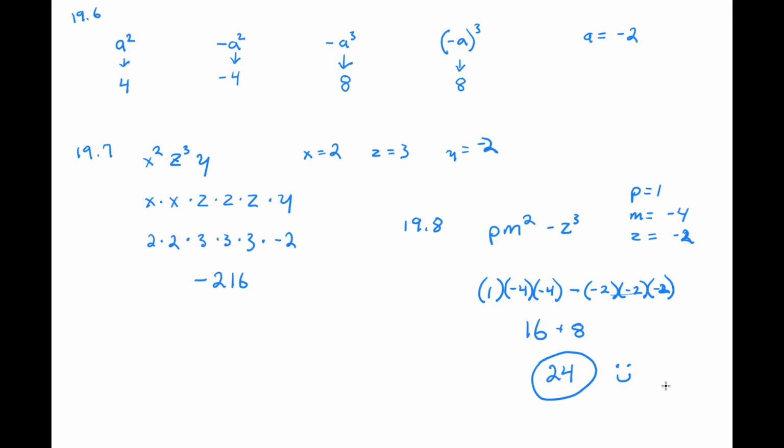So if you did not get 24, you need to look at, did you drop a sign somewhere? Did you forget to multiply your negative symbols? Did you forget to take the opposite of the 8? Those are things that you need to check as you're doing your problem.